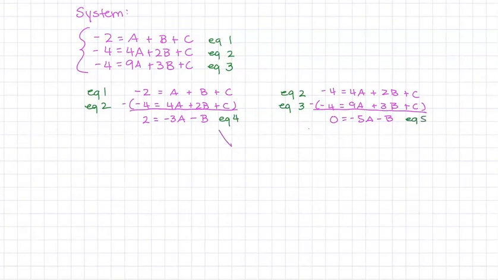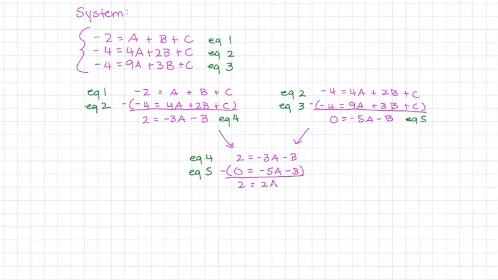And we're going to combine these guys. If we just subtract them, the b's will cancel out and we can solve for a. Yay! So I'm going to put equation 4 here and then equation 5. 2 equals negative 3a minus b. 0 equals negative 5a minus b. Again, I will subtract them. And I get 2 equals 2a. So 1 equals a. Yay!